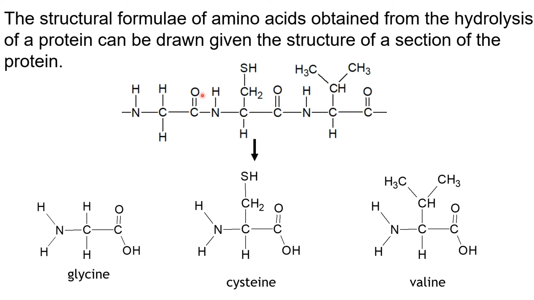So if we were to hydrolyze this peptide link here, we would need to put an OH back on here to generate the carboxyl group and an H on here to make the amino group. So in turn, we would end up with our amino acids formed from that structure.